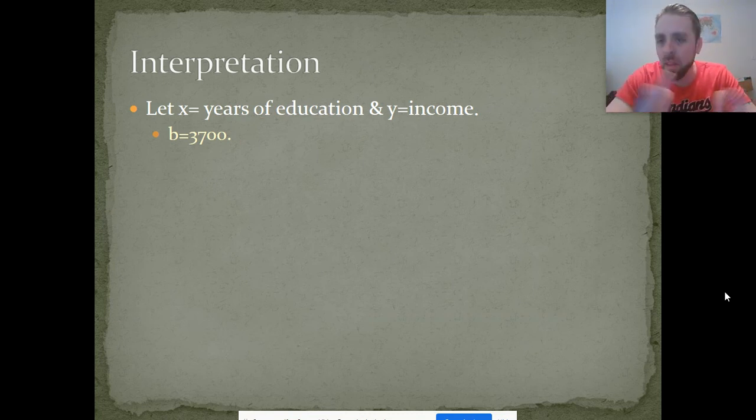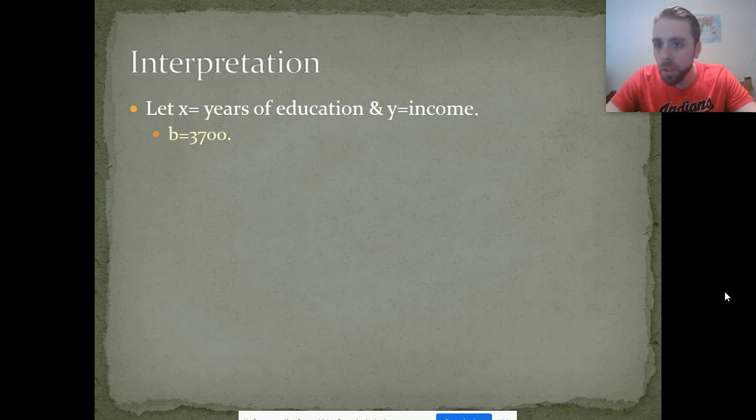Let's say I have this example. There's a reason why I've been hitting this example of education and income. Let's say I am hypothesizing that the years of schooling that you have completed is something that influences the amount of money you make. So I'm going to let X equal years of education. That is my predictive or my independent variable, and I will let Y be income, which is my dependent variable. So education affects income. And let's say the B coefficient is calculated here to be 3,700.